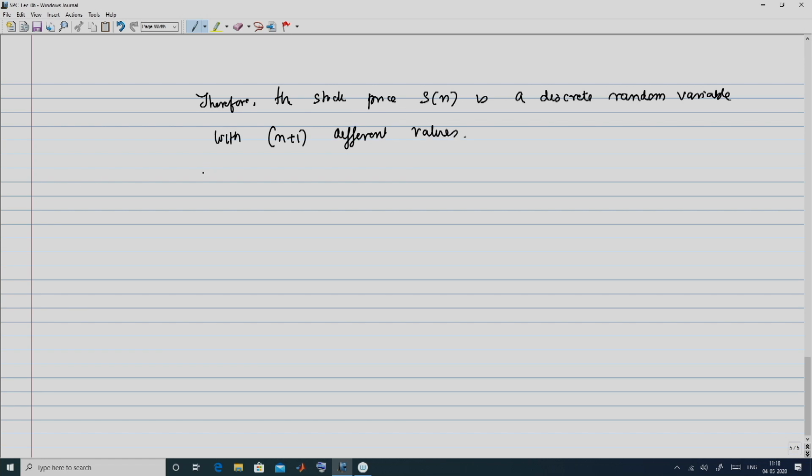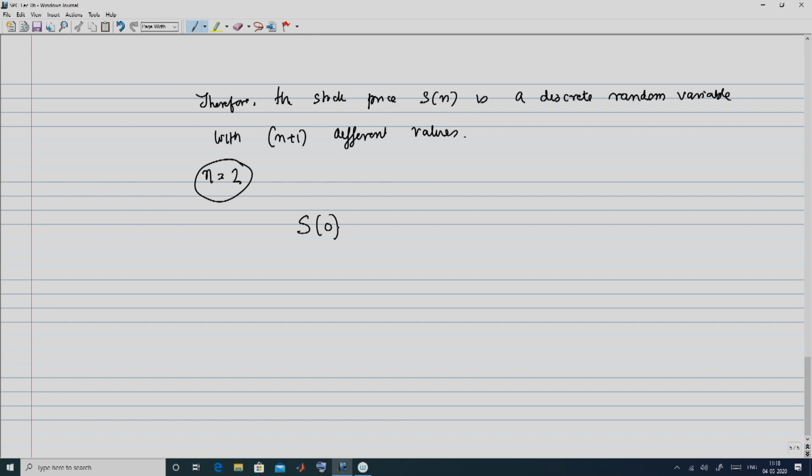So, therefore, the stock price S n is obviously a discrete random variable with n plus 1 different values. So, I just conclude the discussion with a graphical representation for n equal to 2.